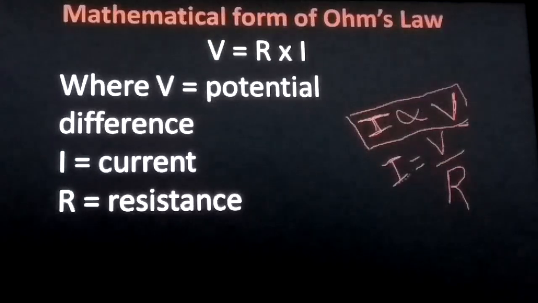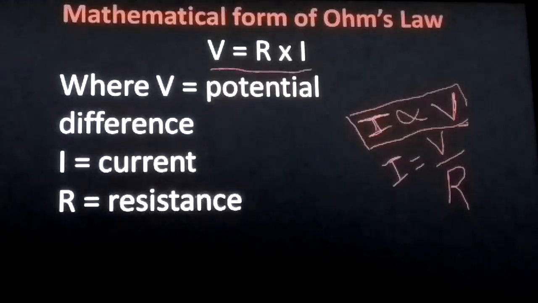I equals V by R. So if you cross multiply this, R to the left side of the I, it becomes V equals IR or RI. Observe clearly, students. So this becomes V equals I into R, where V is the potential difference or the voltage, I is the current and R is the resistance.